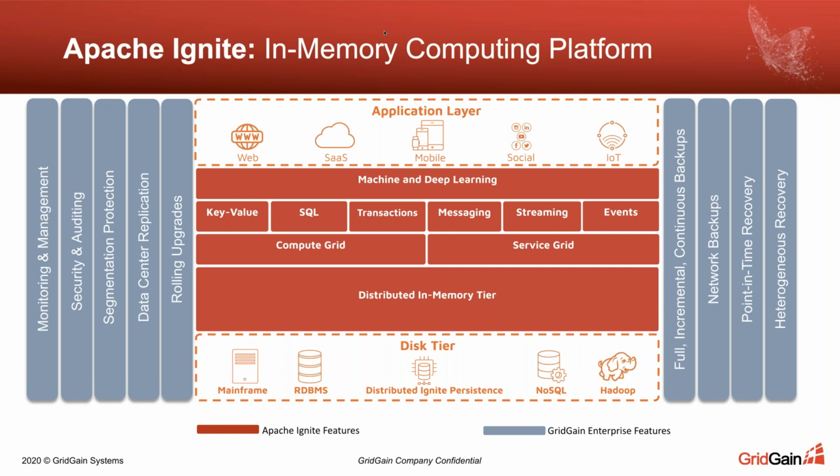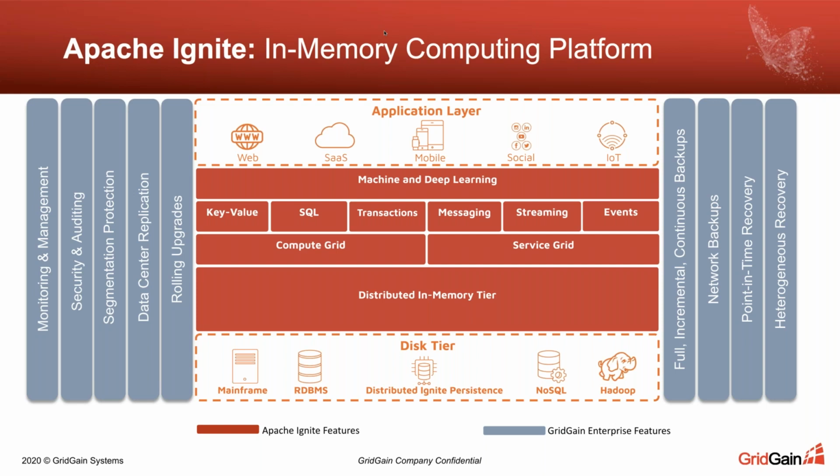There are data grids, compute grids, and service grids available to you, so you can do data distribution and computational distribution, so you can run parallel computing. There are plenty of APIs like key-value, SQL, transactions, messaging, and streaming. There is a very rapidly growing ML library and whatnot. So it's a very deep and wide platform. Just like any platform, you don't have to use all of it. The really cool thing is that you can pick and choose whatever fits your projects and needs, and use just that.